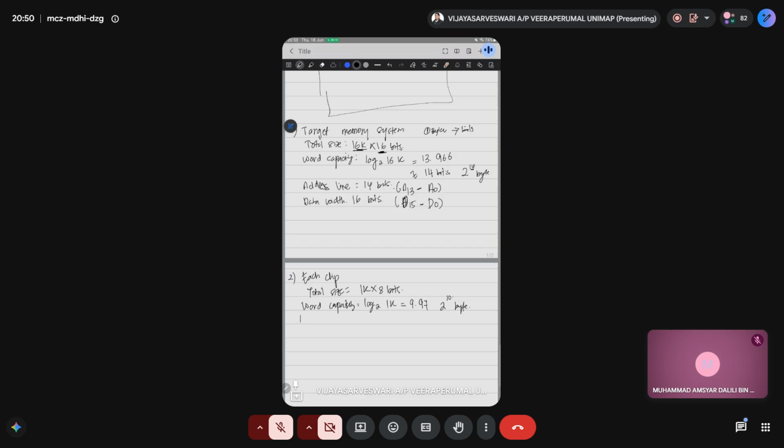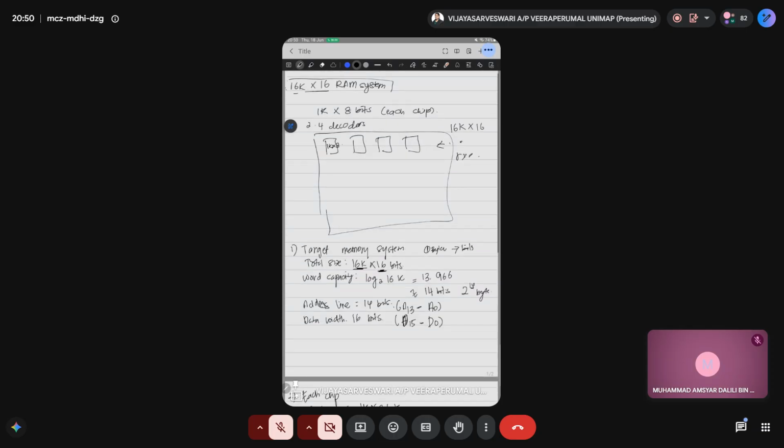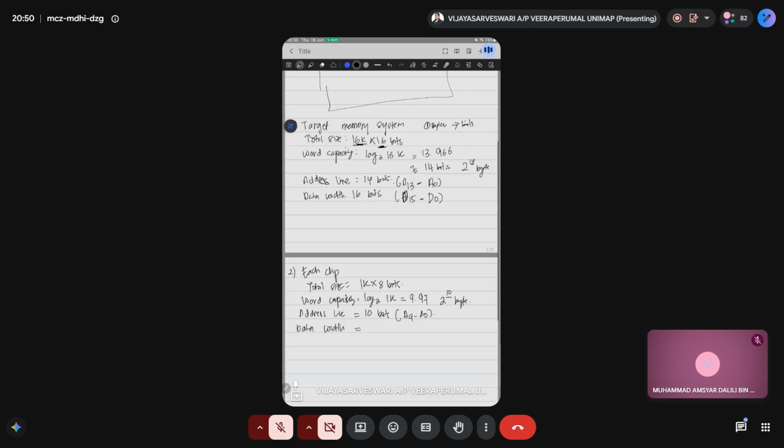Then we have our address line, which is 10 bits, from A9 to A0. And then we have our data width, which is 8 bits, from D7 to D0. So this is the first two things that you have to do.